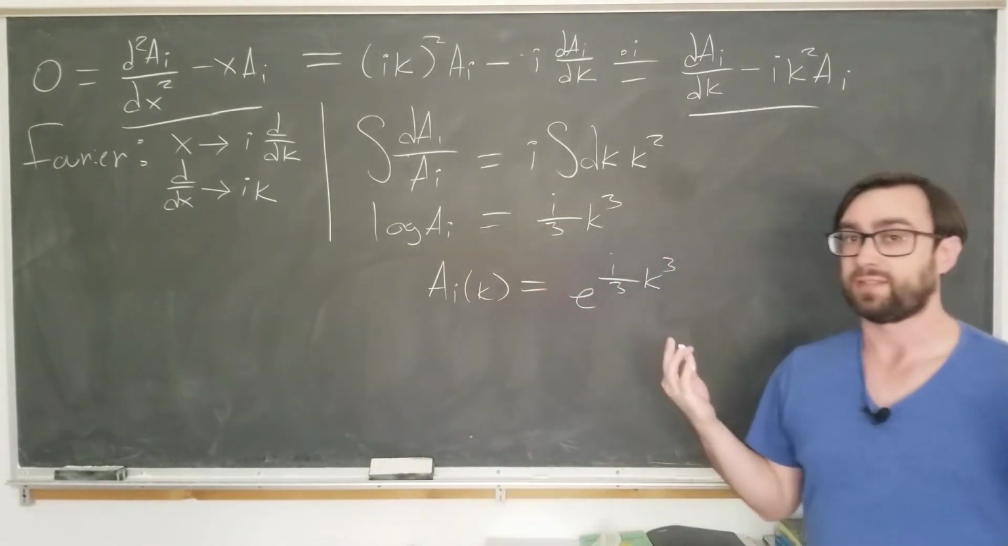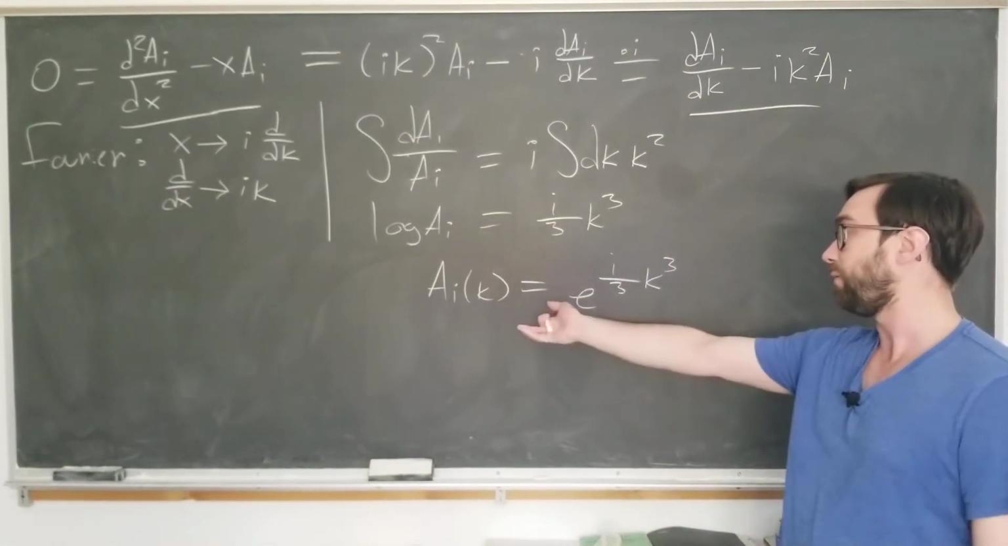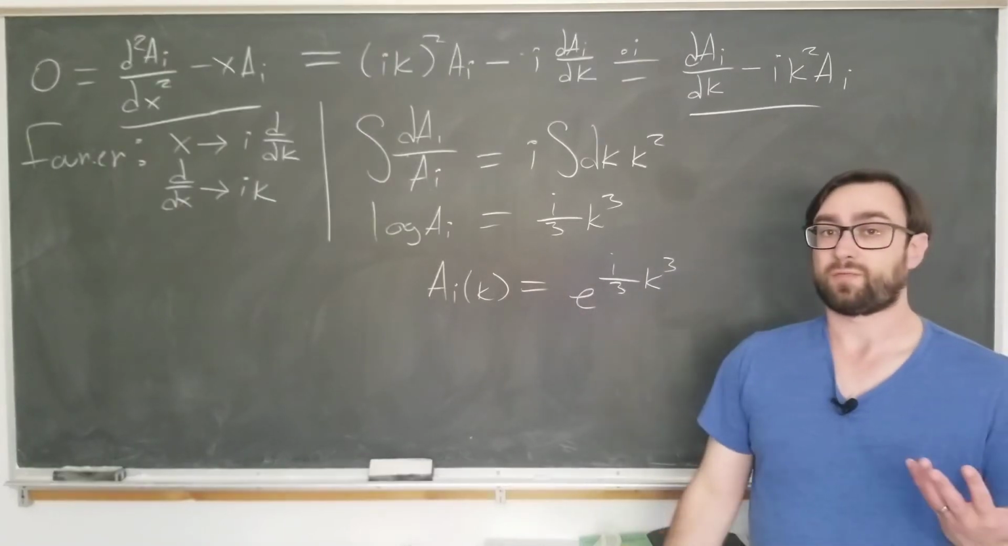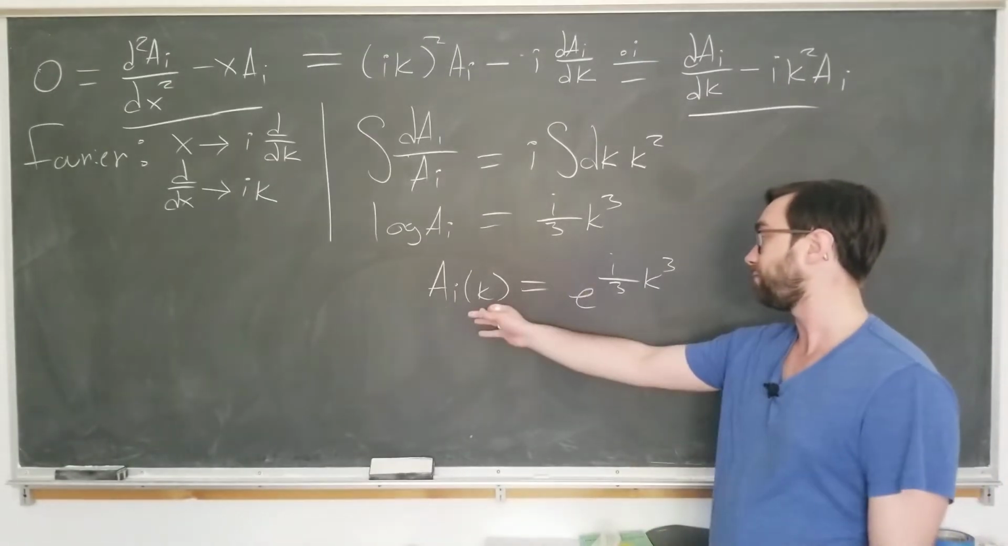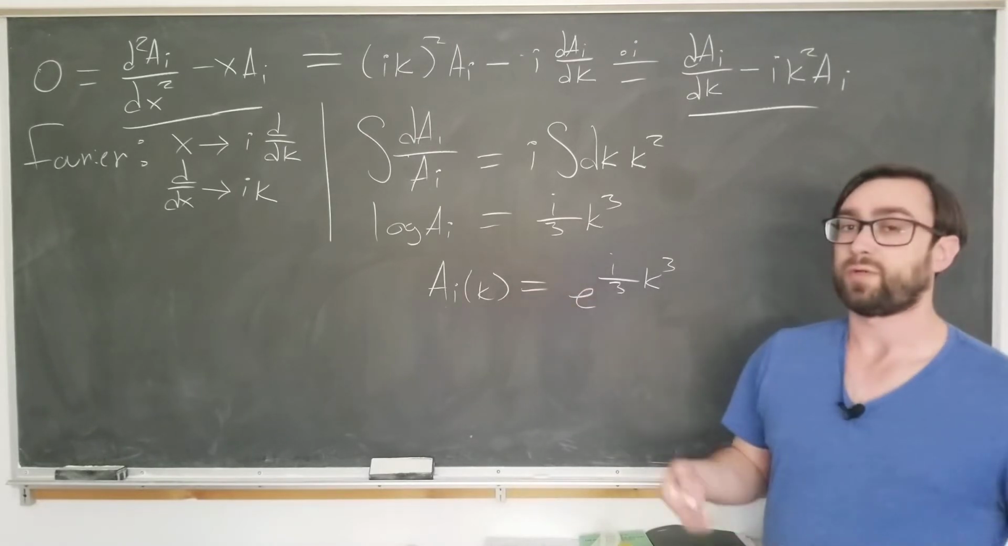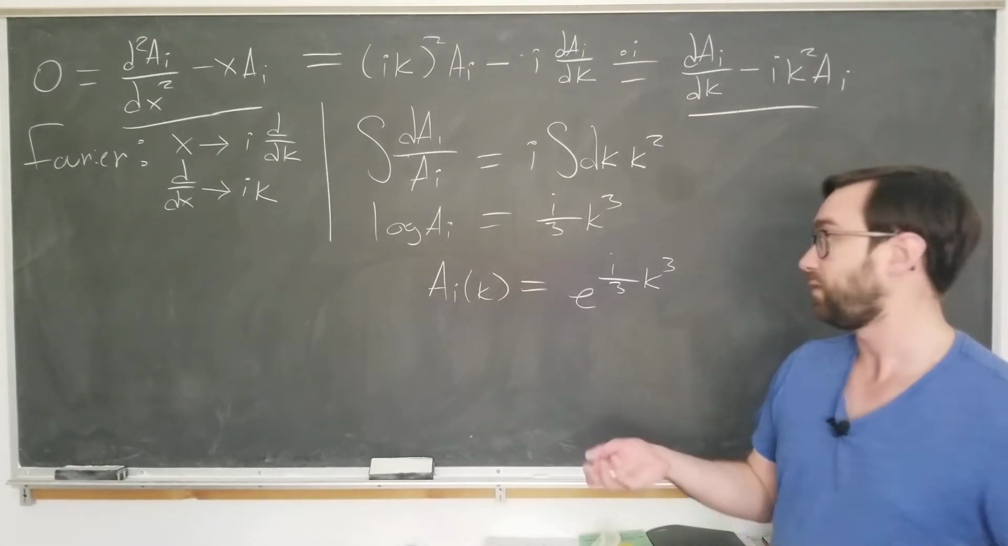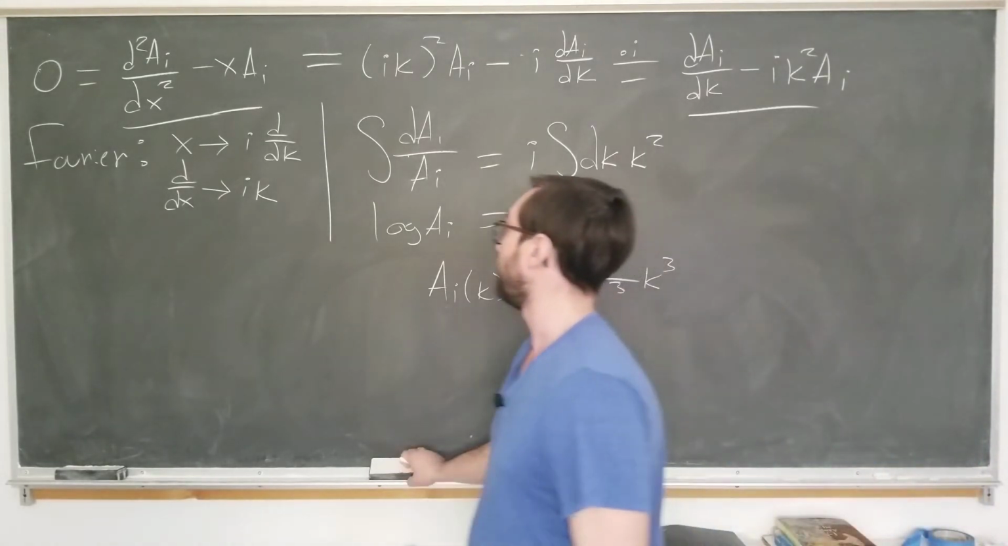So that seems easy, but it's not really what we wanted. We have Ai of this k variable, which is really different from the x variable. And in fact, what we have here is the Fourier transform of Ai of x. We really want Ai of x. So let's just take the inverse transform.